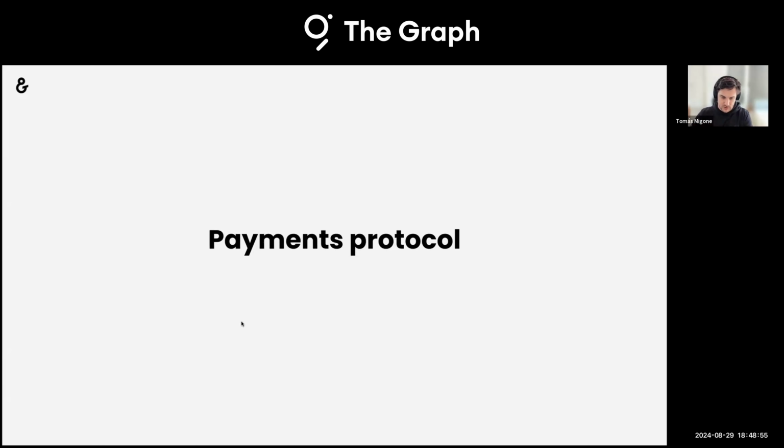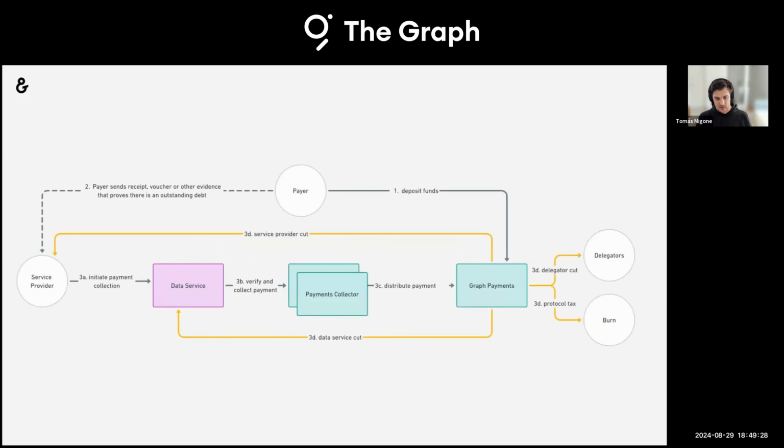In the most common cases, the gateway is the intermediate between the consumer and the protocol or the service providers. And the payments protocol is a generalization of TAP, or it's pretty close to TAP. It's a trust minimized way of handling payments between the one that's paying and the service provider, right? And the idea is that it's going to support different types of payments, and I'll get into that in a second.